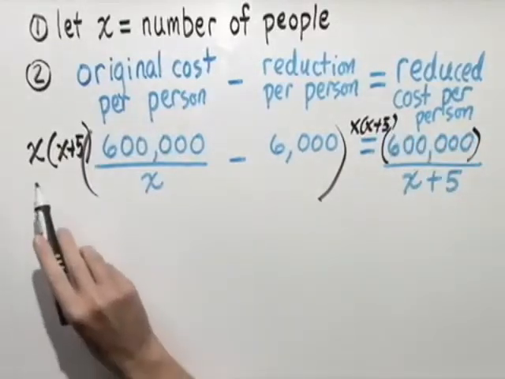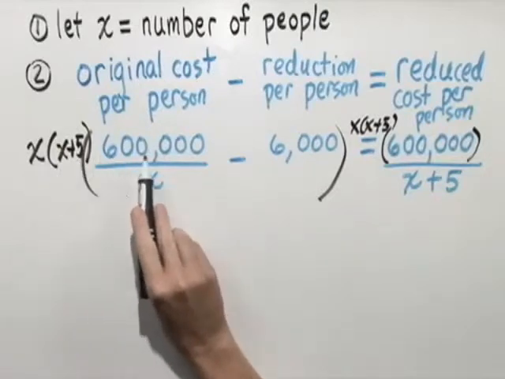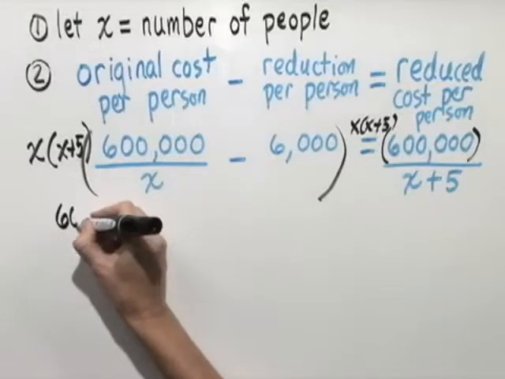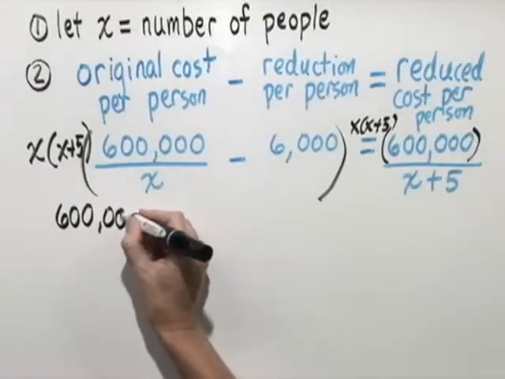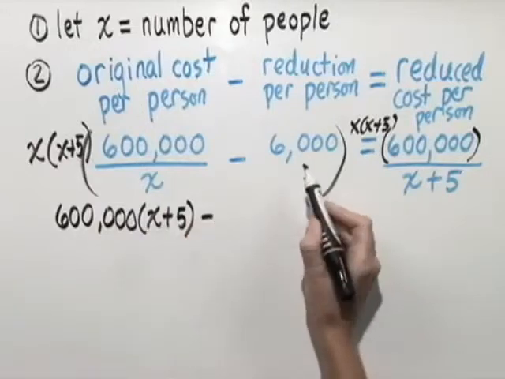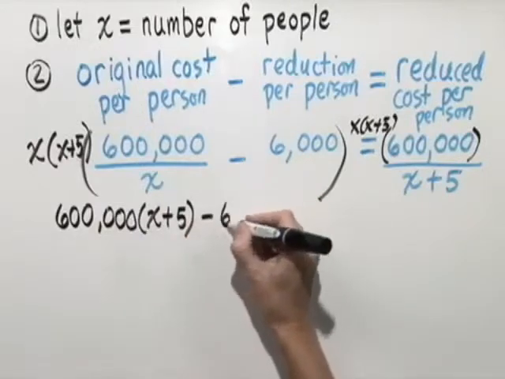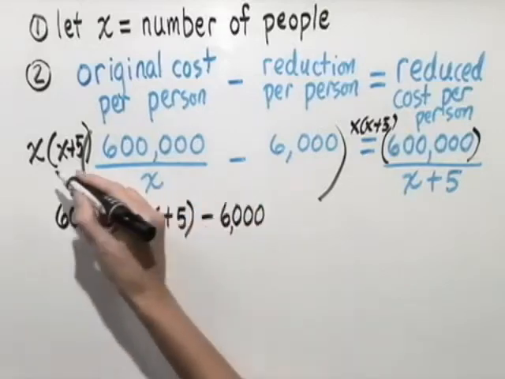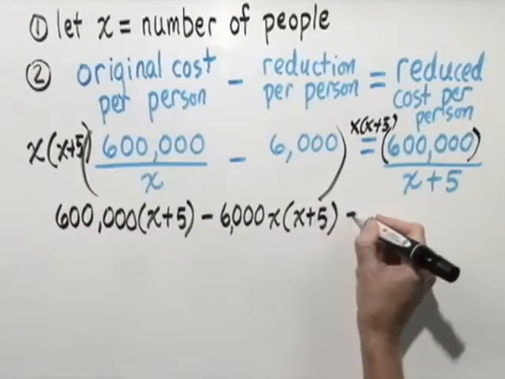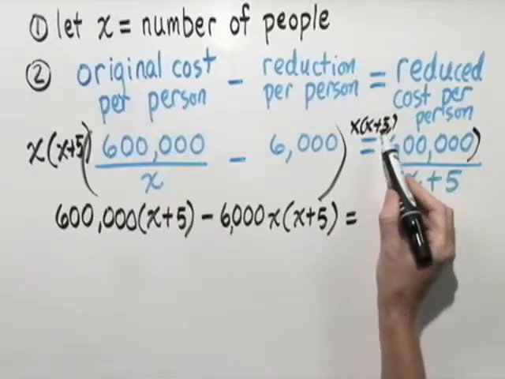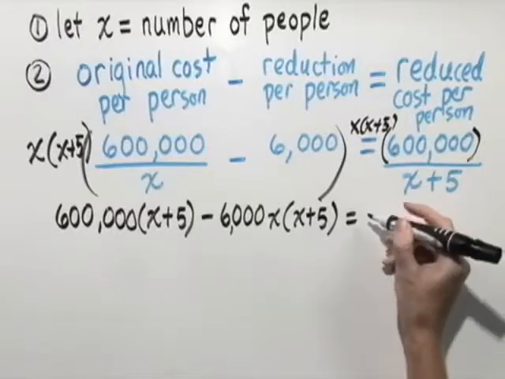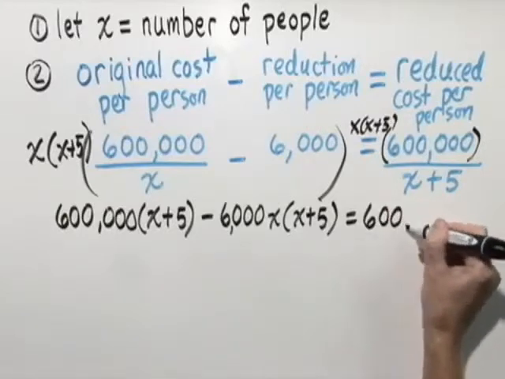So on the left-hand side, when we distribute X times X plus 5 through, our first term, the X's will divide out, and we'll have 600,000 times the quantity X plus 5 minus 6,000 times X times the quantity X plus 5 equals, on the right-hand side, notice the X plus 5 in the numerator and denominator divide out. We simply have 600,000 X left.